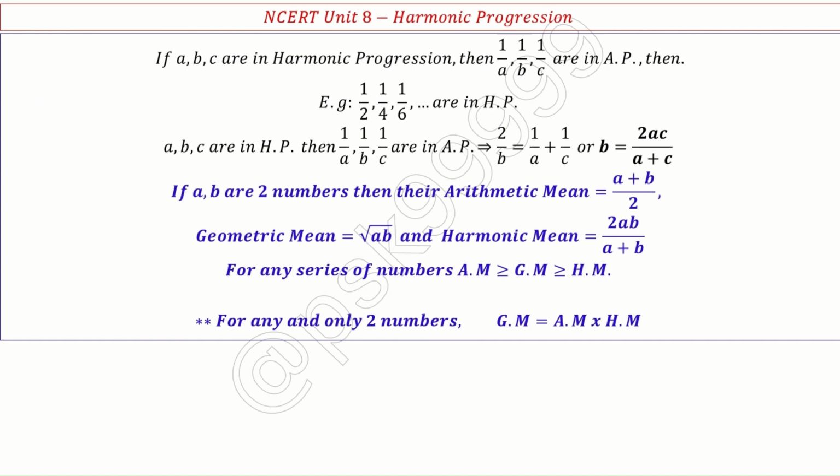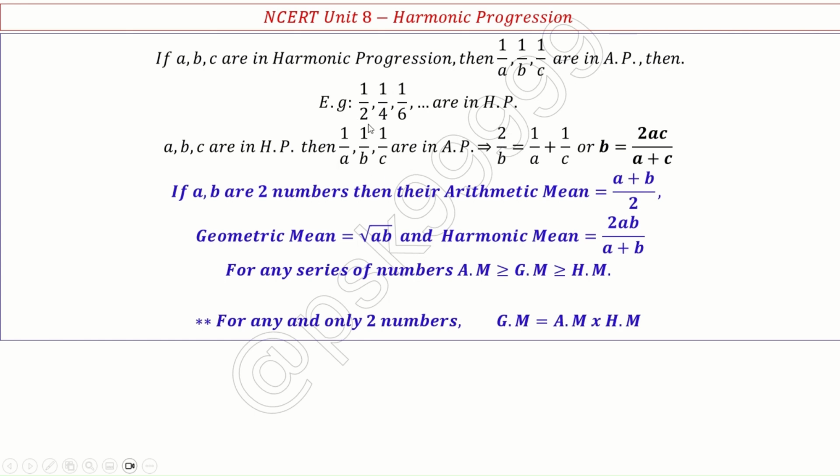So these are the miscellaneous questions. Now there is no harmonic progression mentioned in the NCERT book, but these are basic things you should understand. If A, B, C are in harmonic progression, then 1 by A, 1 by B, and 1 by C are in AP. Example: 1 by 2, 1 by 4, 1 by 6 are called in harmonic progression because 2, 4, 6 in the denominators are in AP.